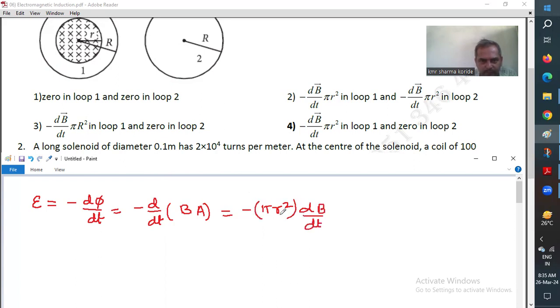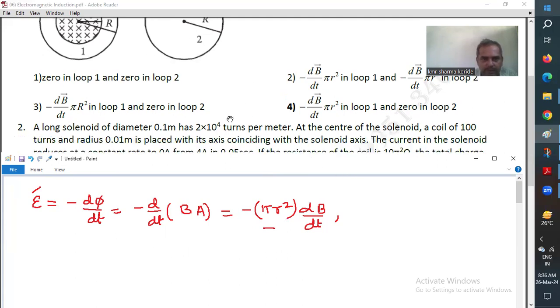Since the magnetic field is restricted to the smaller region, there is a chance for EMF to get generated in loop 1, whereas there is no magnetic field in loop 2, so EMF does not generate in loop 2. So the answer is EMF gets generated in loop 1 up to small r only, whereas EMF generated is 0 in loop 2 because there is no magnetic field. The reason for the generation of EMF is change in the flux. So d phi by dt with pi r square in loop 1, whereas EMF 0 in loop 2. So the fourth option is correct.